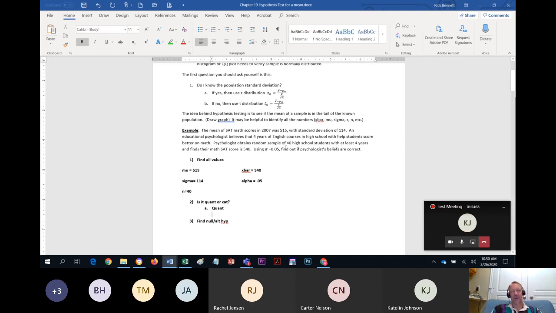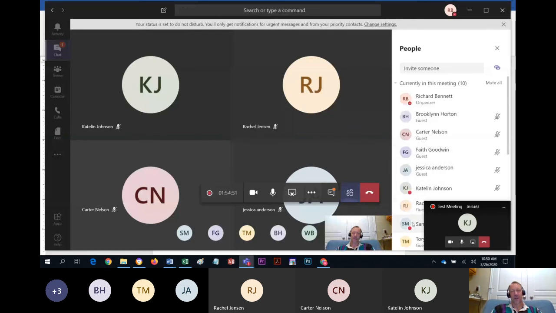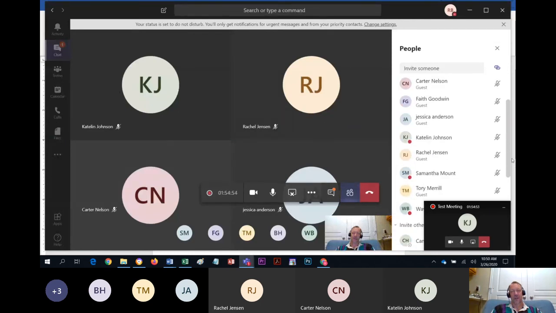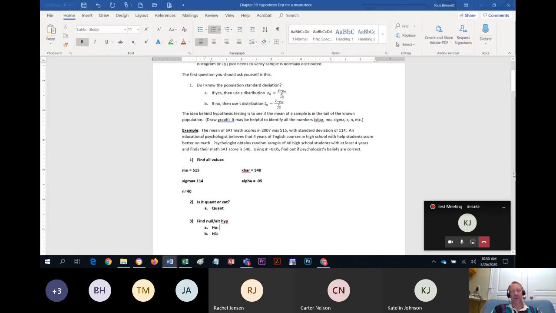Okay. Step number 3, find the null and the alternative hypothesis. So the null hypothesis and the alternative hypothesis. Let's pick on, can't see here. Samantha, what's the null hypothesis? Oh gosh, I'm trying to zoom in. Are you on your phone? Yeah. Oh, I'm sorry. This has got to be hard on a phone. It's okay.